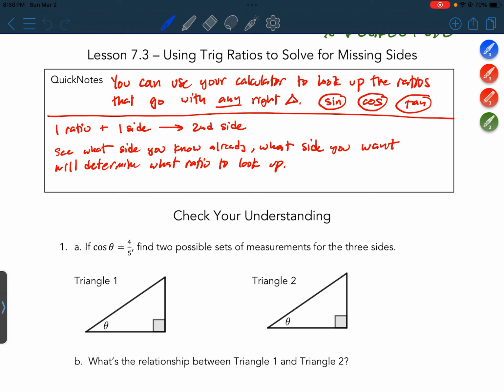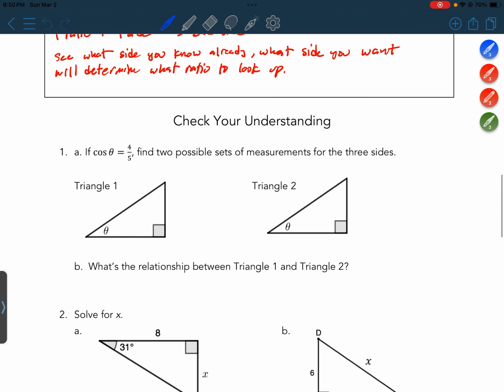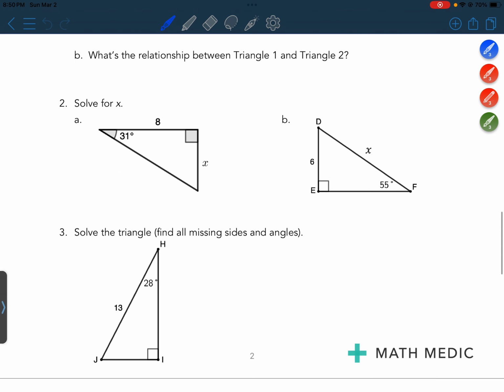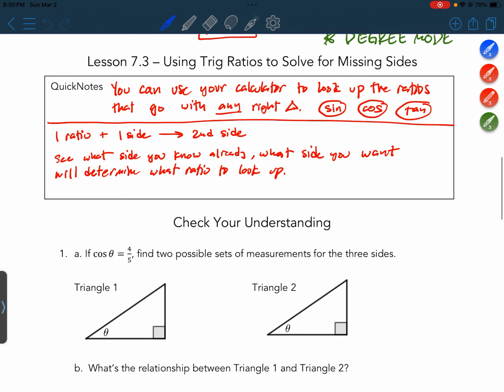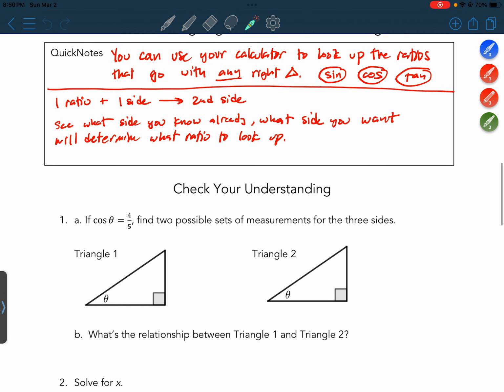Now, I want to give you about 10 minutes at the beginning of class to work through the check your understanding questions. Just to let you know, you are going to need a calculator to do some of these questions, because you will need to use some of the buttons on the calculator to look up maybe a sine, a cosine, or a tangent ratio to find a missing side of a triangle. All right, so go ahead and pause the video here and work for about 10 minutes.